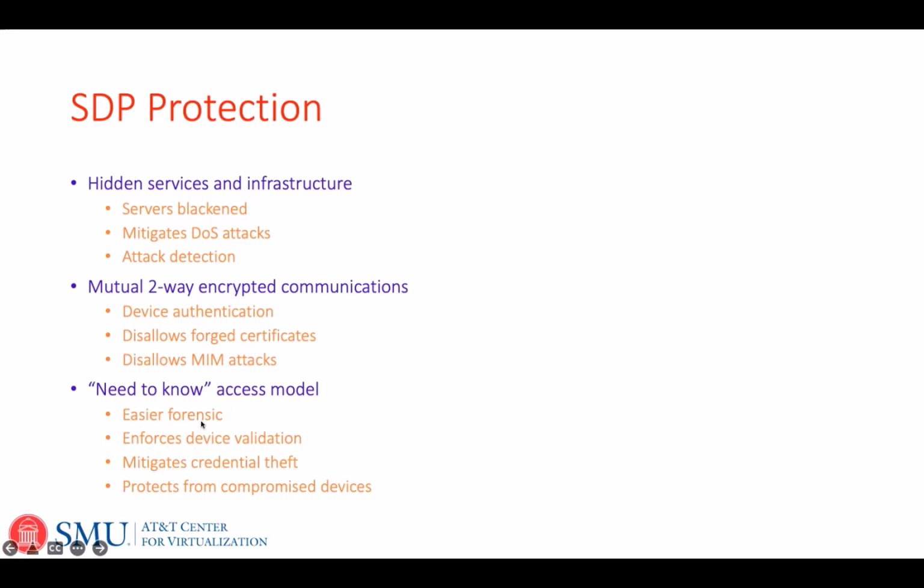Need to know basis, we already talked about this, but one point I want to emphasize here is easier forensics. So now, the way we do it is we have three separate entities, right? The client device, SDP security controller, and the server. And then what it does is a very clear delineation of the protocol handoffs. Because of that, you can do a forensic analysis on the device to see if the device was compromised at any time.